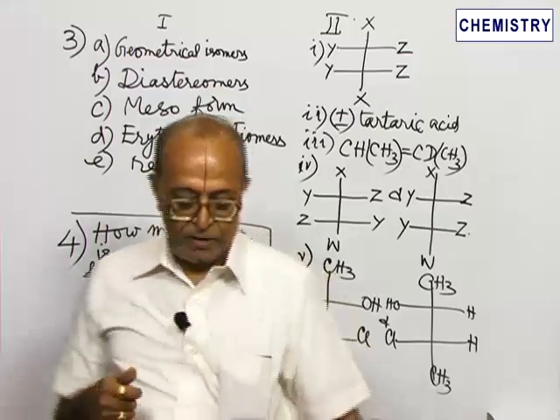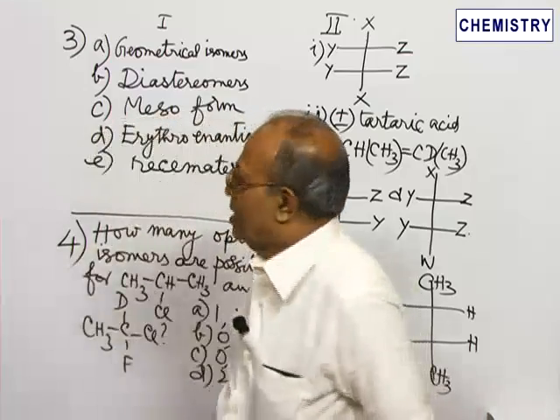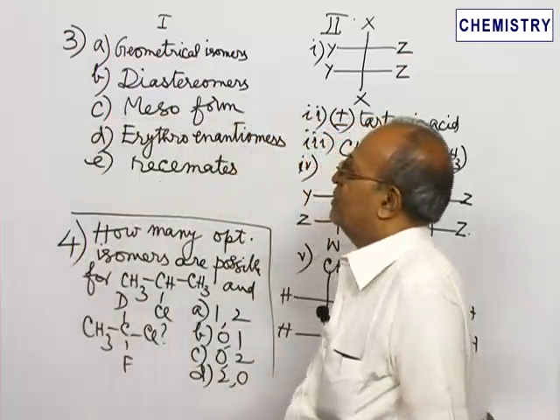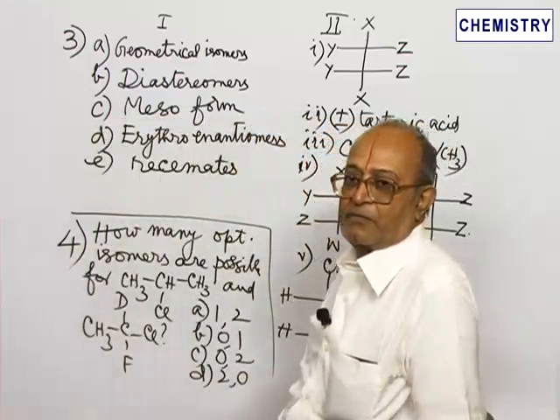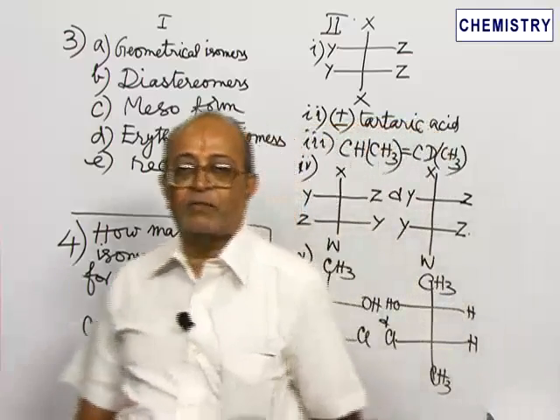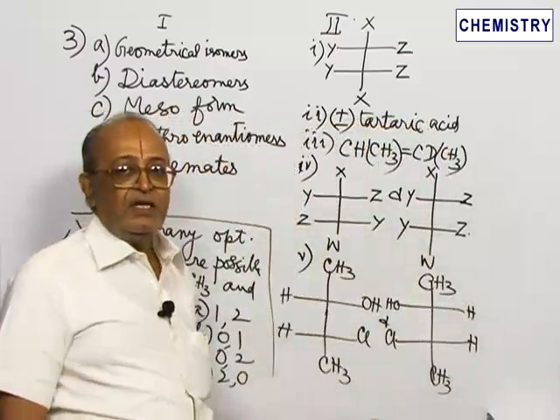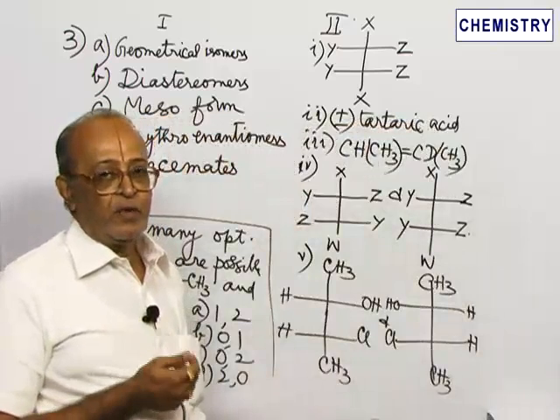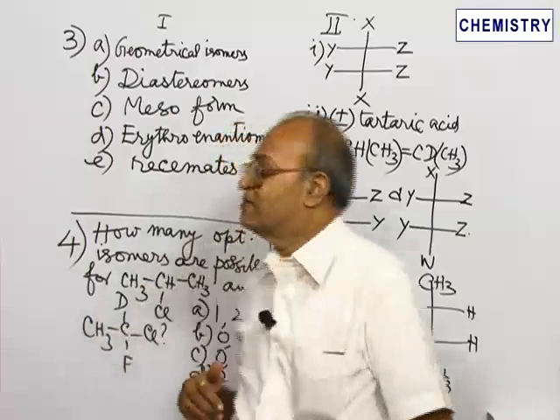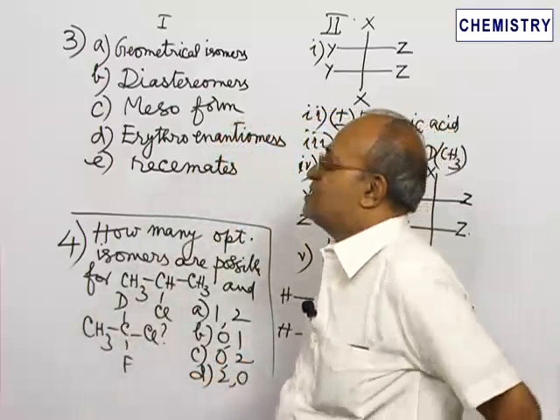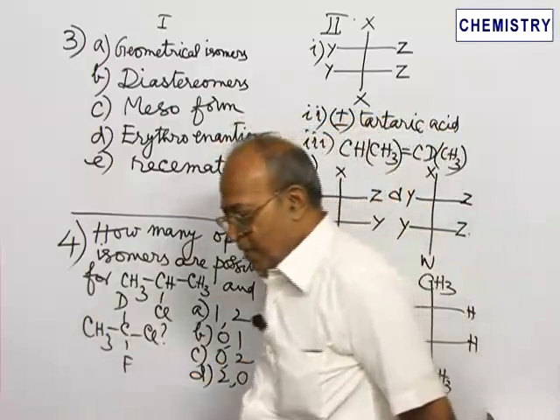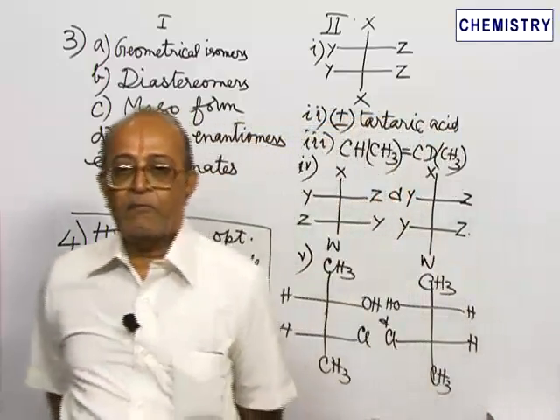Now, even though some of the terms are quite familiar, some are not. For example, geometrical isomerism or cis-trans isomerism you are familiar with. We have discussed this in the last class. Diastereomers. This term, I think you remember.